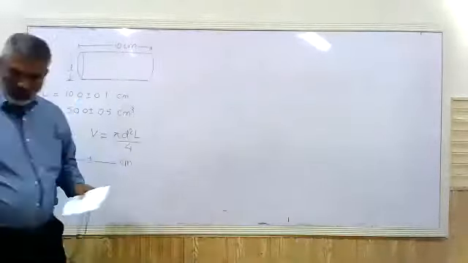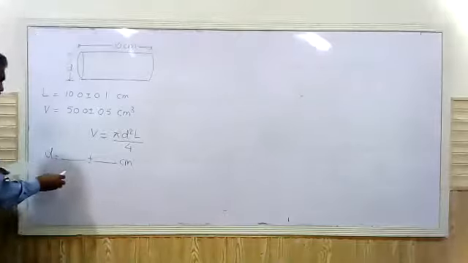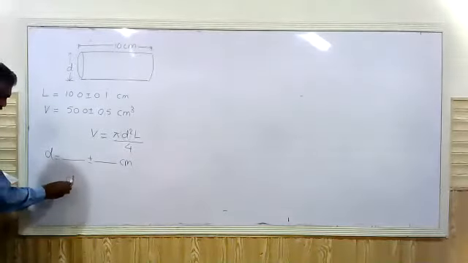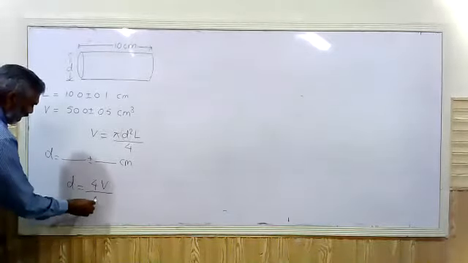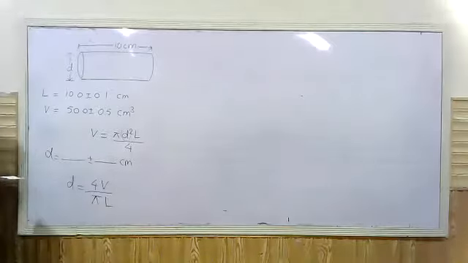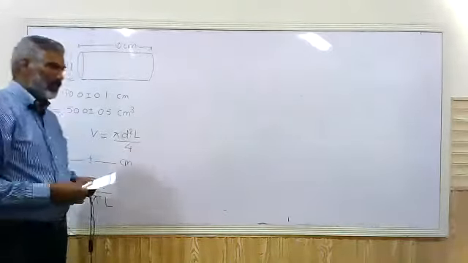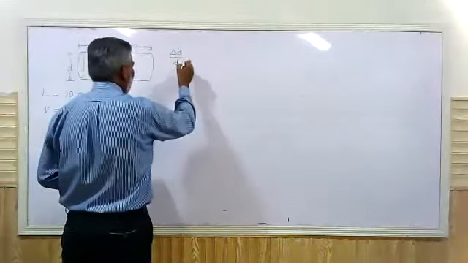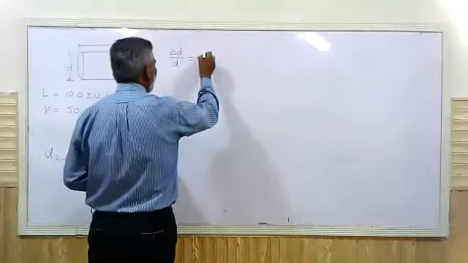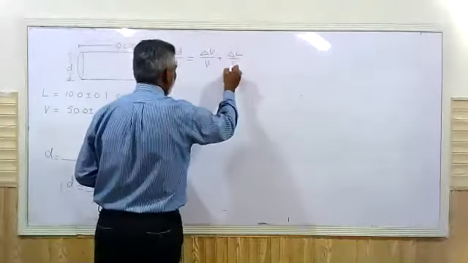Again, looking at this formula, if we rearrange, this D becomes 4 times volume over pi into L. So this formula could be used to determine the uncertainty in the value of D first. So delta D over D is equal to delta V over V plus delta L over L.